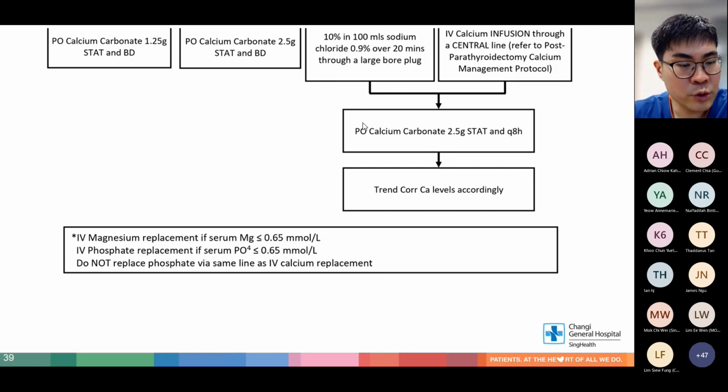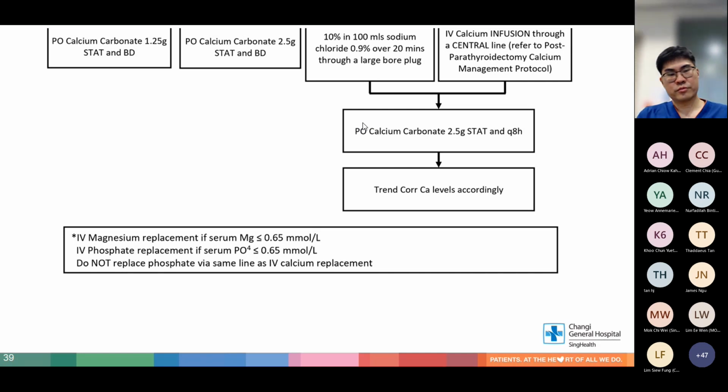We do recommend not replacing phosphate with the same line as IV calcium, because phosphate binds very readily to calcium to form calcium phosphate and debris. So not to give at the same site.